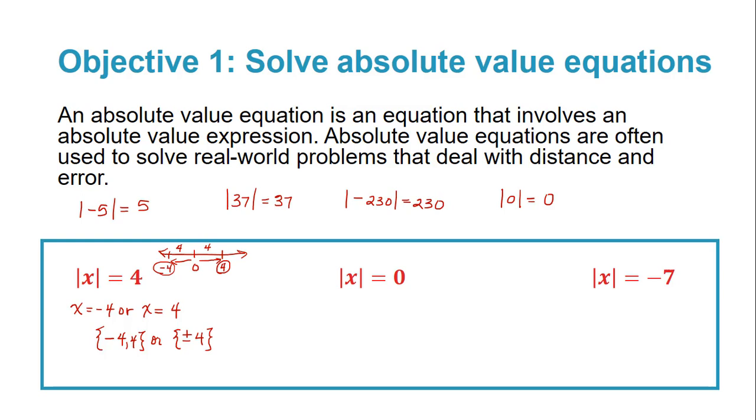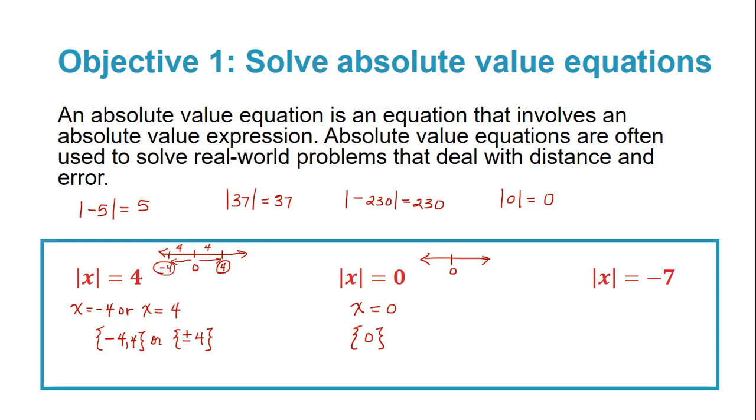What about solving absolute value of x is equal to 0? This means find all the numbers whose distance from 0 is 0. Well, there's only one number, and that is 0. So in this case, x is equal to 0. The solution set would just be 0.